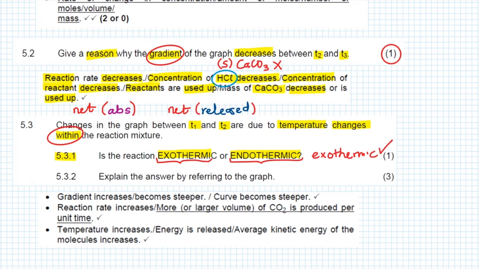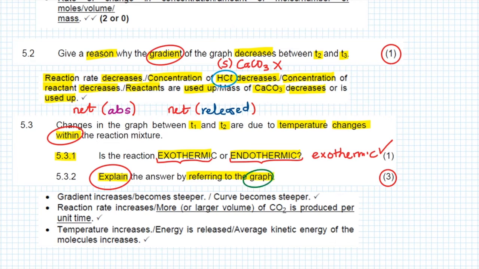Question 5.3.2 now says, explain the answer by referring to the graph. Whenever you are required to give an explanation, I do advise that you always write down your explanation in bullet point form so that you can see which point you are making in order to obtain your marks. This question is out of 3 marks, which means we need 3 valid points. They say we need to refer to the graph.